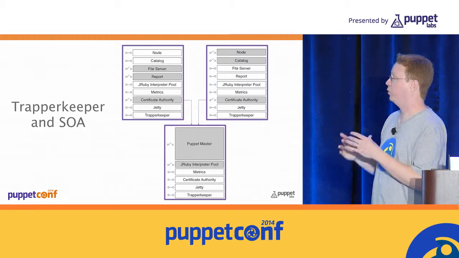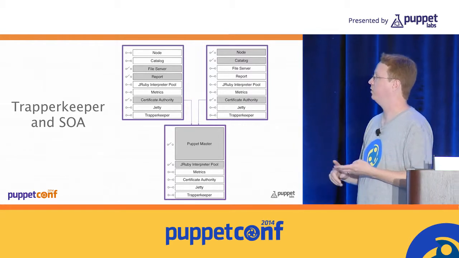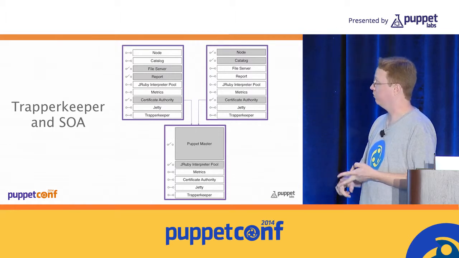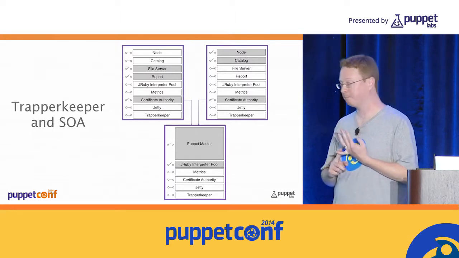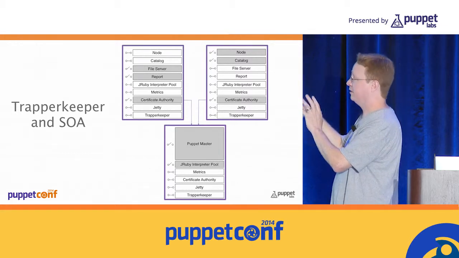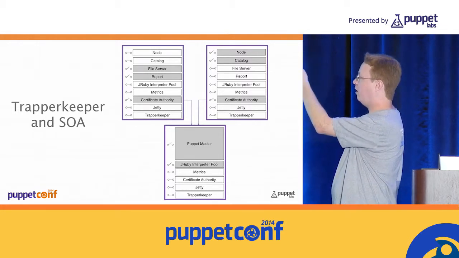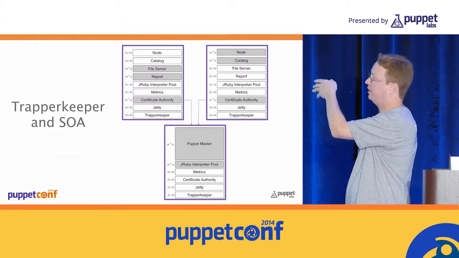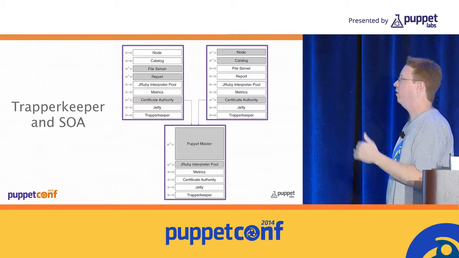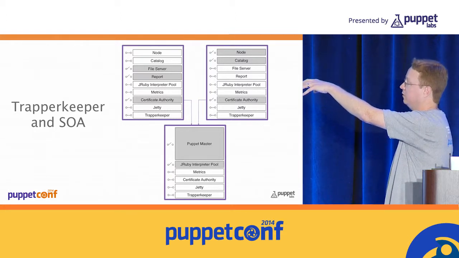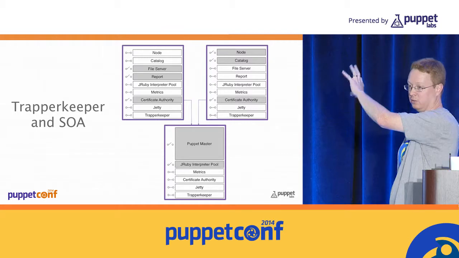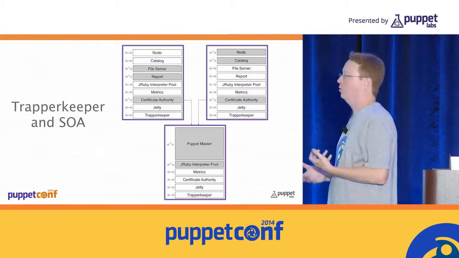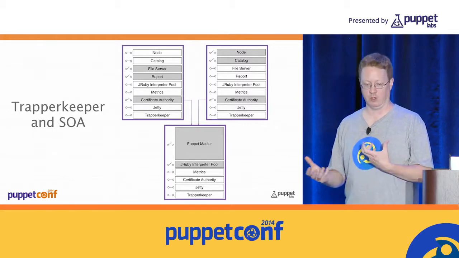So in this diagram, I've broken the master up into 4 smaller services. There's the node service, the catalog compiler service, the file server, and the report service. And so just arbitrarily in this example, I turned off the file server and the report server on one of them and turned off the node and catalog on the other one, which would mean that all the catalog compilation work happened on that master on the left and all the file serving happened on this one on the right. And again, you can imagine that that gives you more control over what you choose to use for your hardware for each of these things.